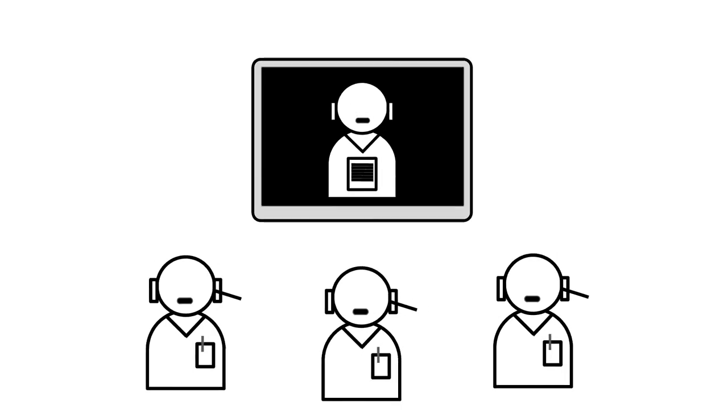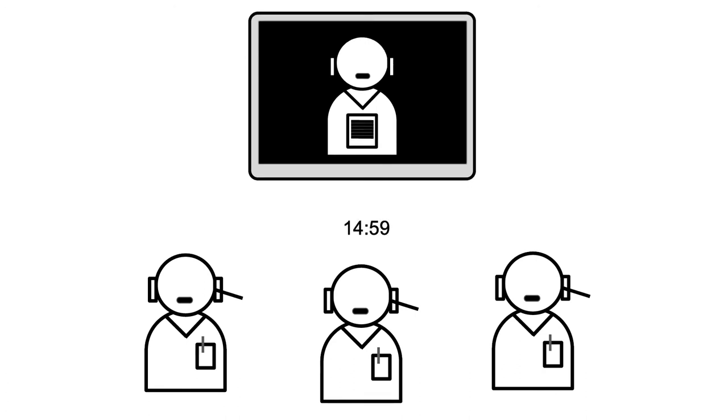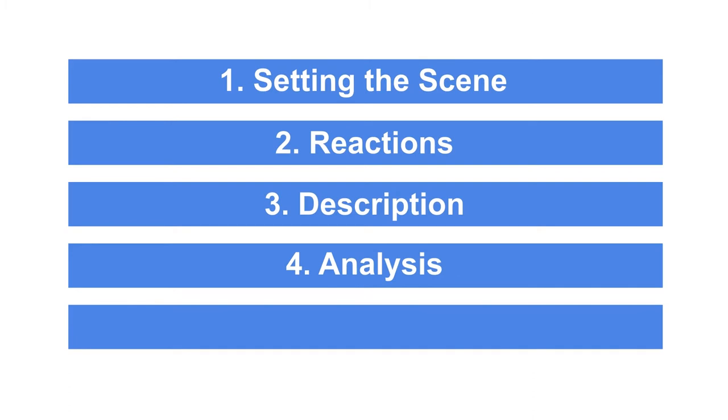You will now work with your team and facilitator to reflect on your performance in a 15-minute facilitated debriefing. There are five phases to our debriefing. First, setting the scene, then reactions, then a description, then an analysis, and finally, a summary. You will see a countdown clock and can pause the video if you need more time in any section.